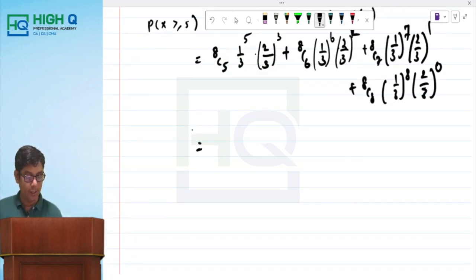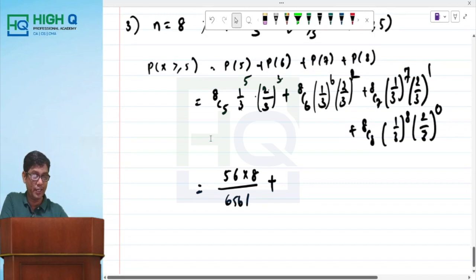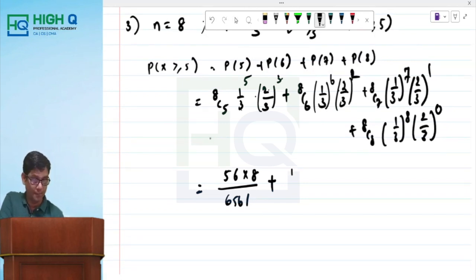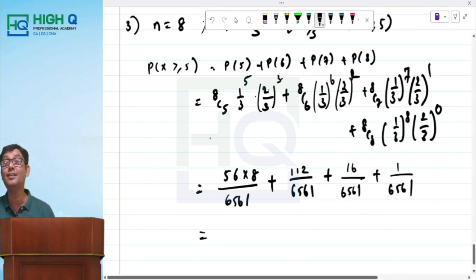Now look at this. 8C5 is nothing but 8C3. 8 into 7 into 6 by 6, 8 7s are 56. 56 into 8 divided by 3 power 8. What is 3 power 8? 6561. 8C6 is nothing but 8C2, which is 28. 28 into 4, 28 4s are 112. 112 by 6561 plus 8C7 is 8. 8 2s are 16. 16 by 6561 plus 1 by 6561. Now what is 56 8s? 448 plus 112 plus 16 plus 1. What did you get? 577 divided by 6561.